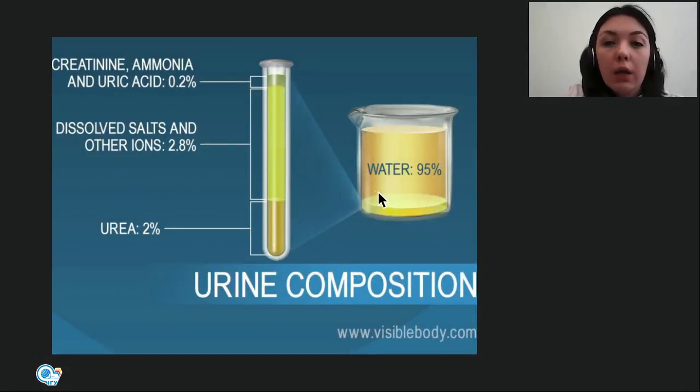And so now finally we reached the composition of the urine. Mainly urine consists of water. So 95% of the urine is water, but also 2% is urea, 2.8% dissolved salts and other ions, and 0.2% is creatinine, ammonia, and uric acid. So that is the composition of urine. And this uric acid gives the urine its yellow color.